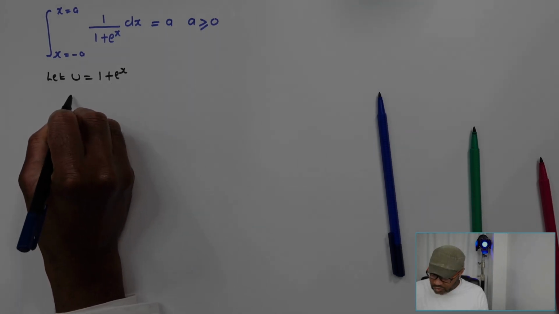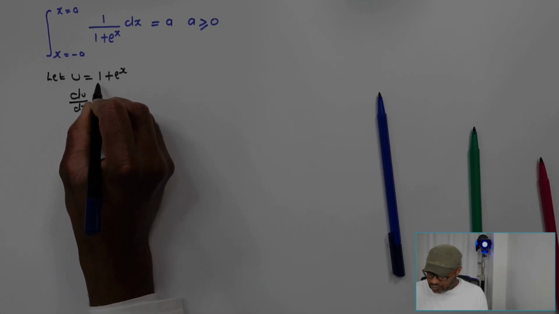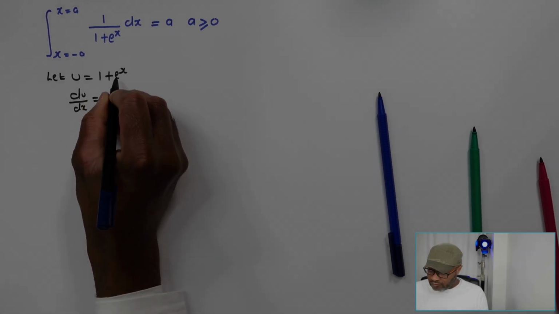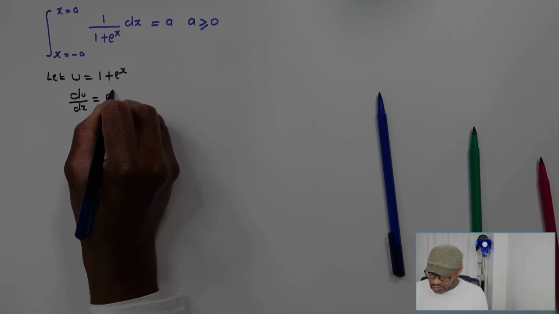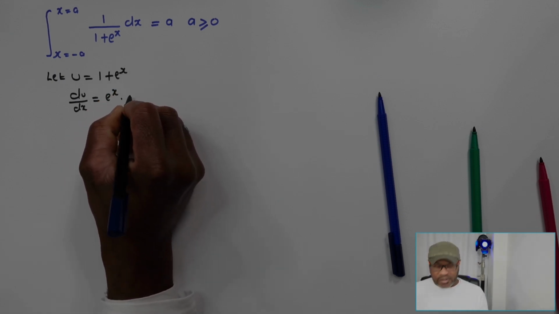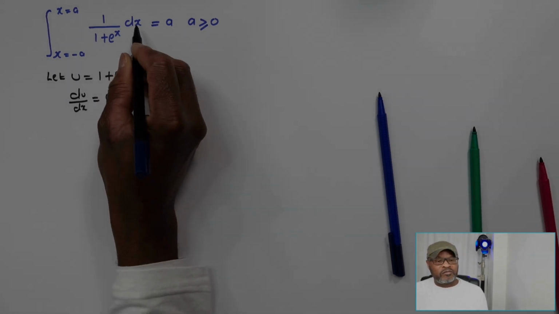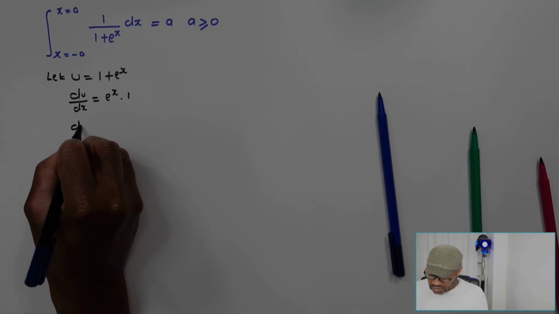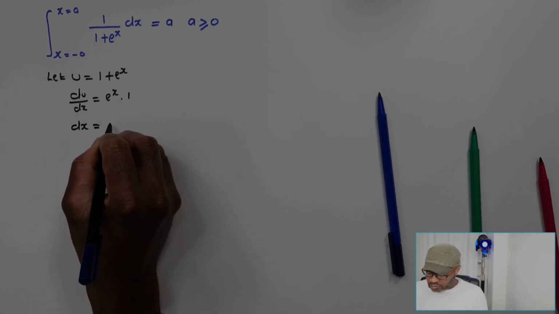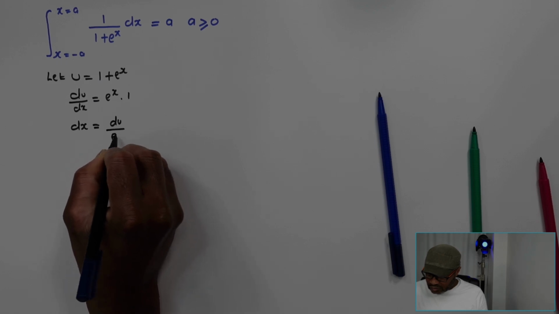And then I find du/dx. If I differentiate 1, I get 0. If I differentiate e to the x, I get e to the x times the differential of x. If you differentiate x, you get 1, times 1. I need to make dx the subject because I'm going to replace dx. So dx will be equal to du over e to the x.